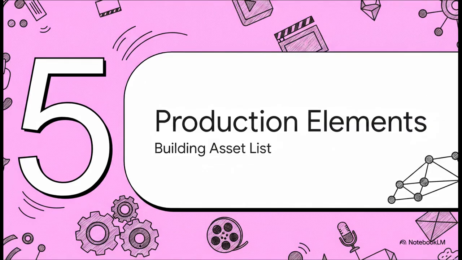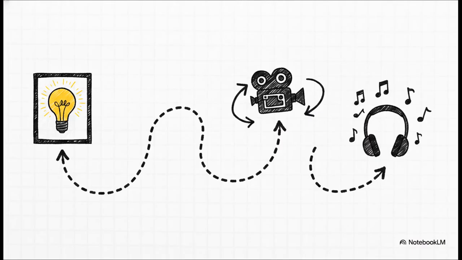Moving right along to part 5, generating production elements and building out your asset list. Now, what's really interesting about this slide is that understanding the storytelling formula is fantastic, but you need tangible building blocks to actually make your project. The AI goes way beyond the script and maps out the entire audiovisual experience for you. You receive scene-by-scene image prompts, detailed instructions for camera movements and animations to keep the visual flow dynamic, and even targeted background music suggestions to perfectly match the emotional tone. It's an incredibly exhaustive, scene-by-scene roadmap for your production.